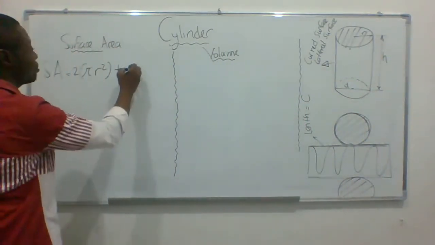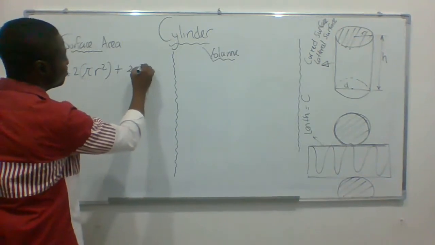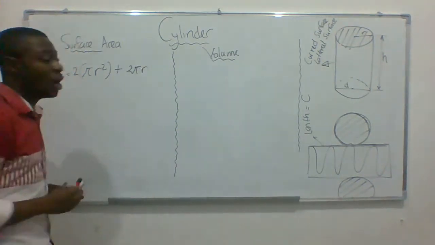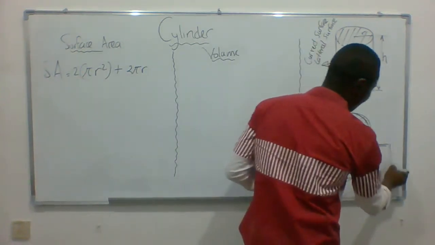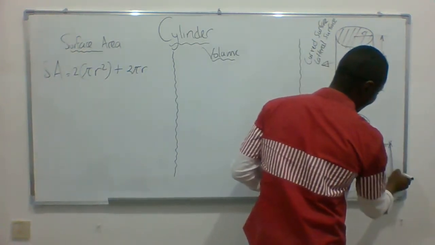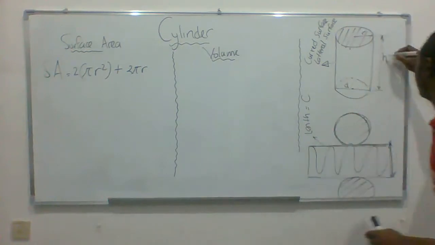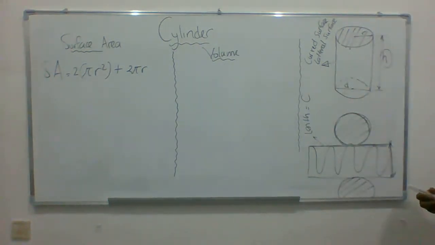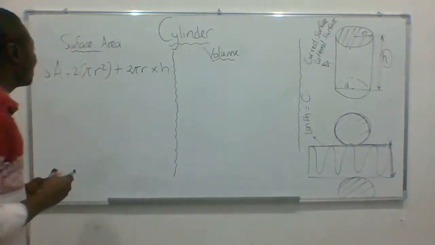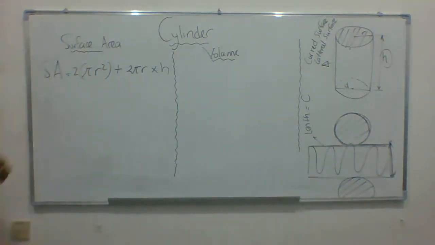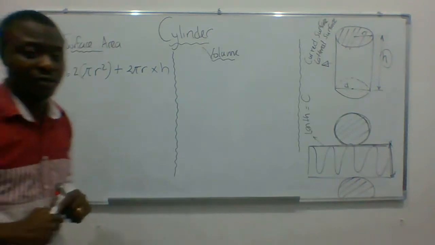So circumference is 2 times pi times r, that's the circumference. Now times the width of my rectangle. But the width of my rectangle is the height. So times the height. If I do this, I will get the surface area. That's the formula for the surface area.